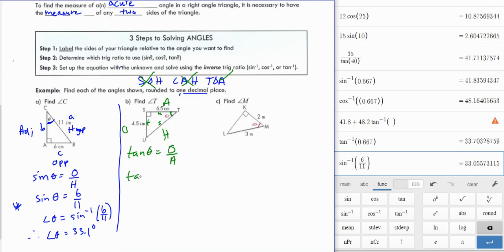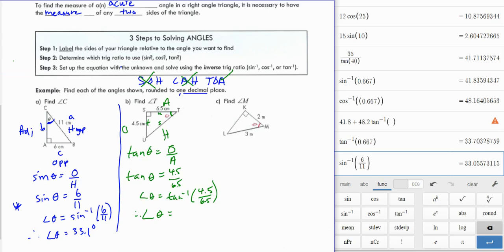So tan theta, still looking for an angle here. Our opposite side is 4.5. Our adjacent side is 6.5. So tan, now this is where we make the change, right? So we say angle theta equals tan, second function, and in our bracket is 4.5 over 6.5. So then we're going to get an answer.